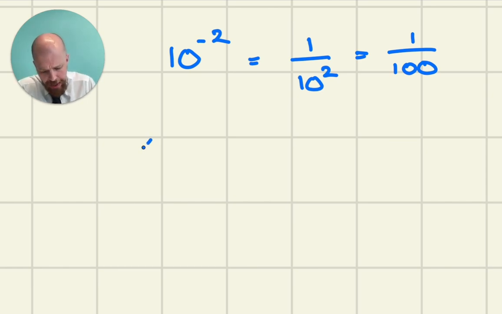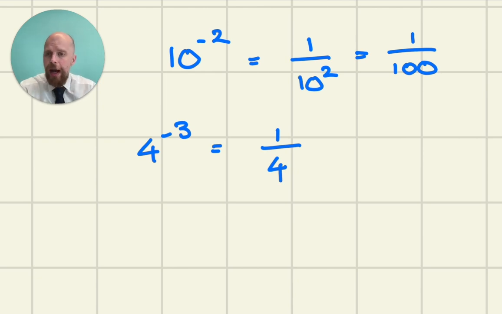If we had 4 to the minus 3, we'll flip the fraction over. That's 1 over 4, and we'll cube it. So I get 1 over 64.